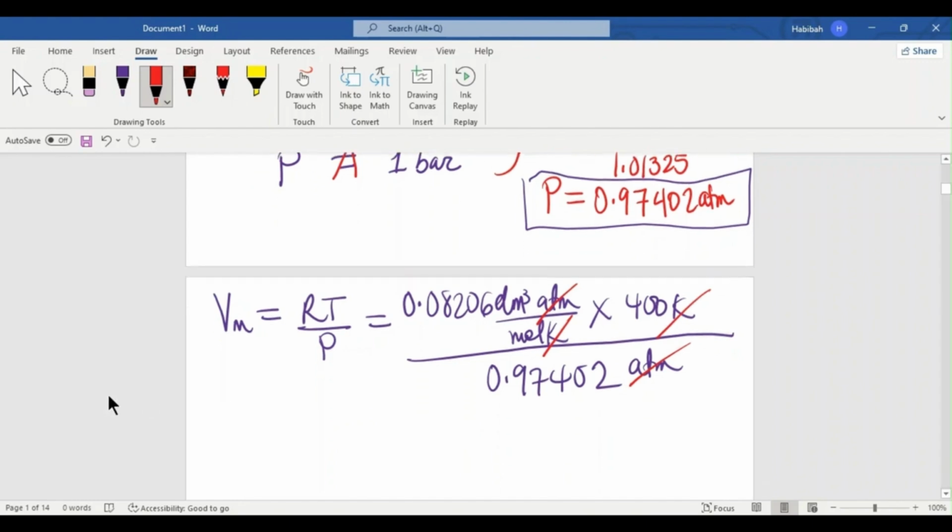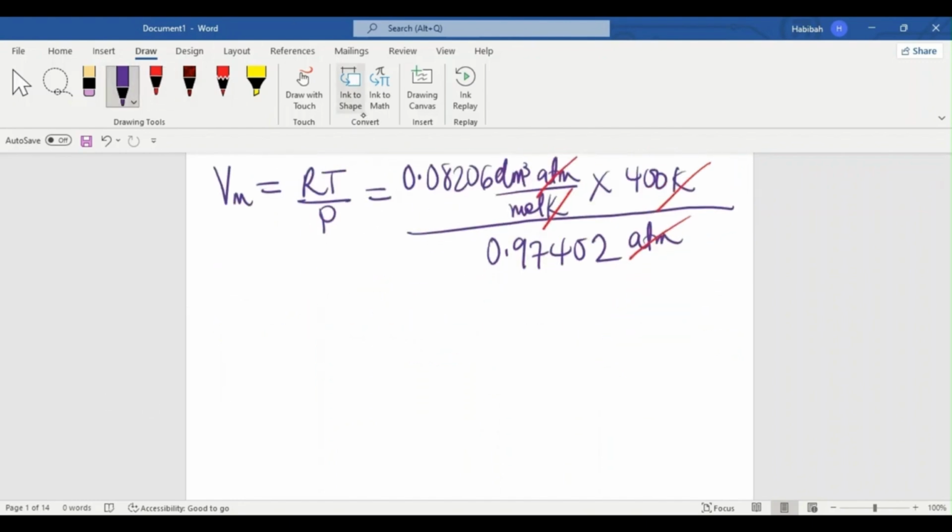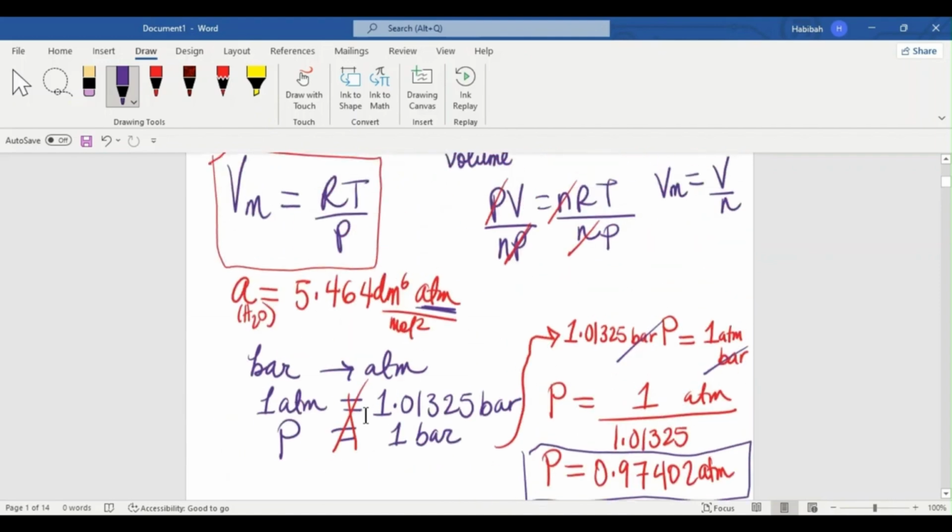So what we end up with is the molar volume is going to give you 0.08206 times 400 divided by 0.97402. And that, of course, is going to have the units dm cubed per mole. We put that in our calculator to get 33.6995 dm cubed per mole. So that's basically how you do it. Now let's go back to the question.